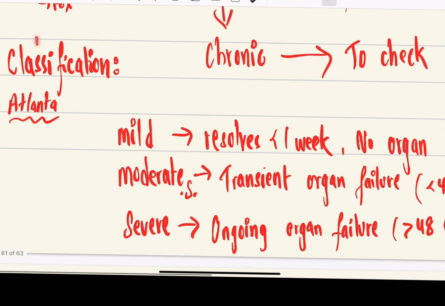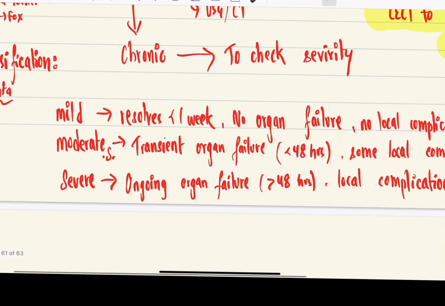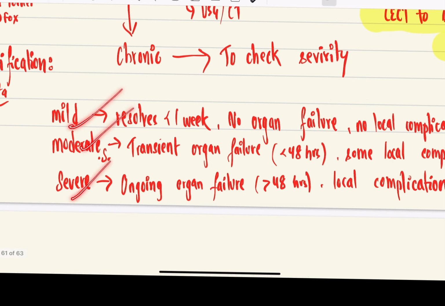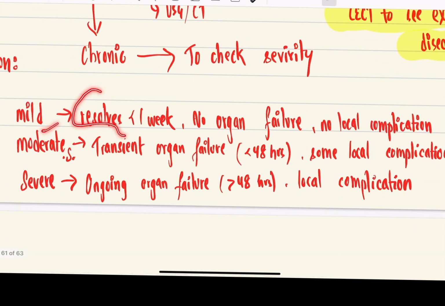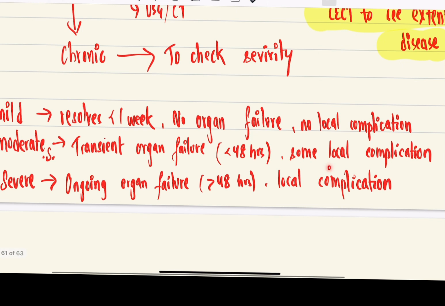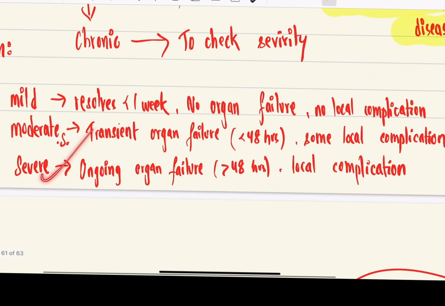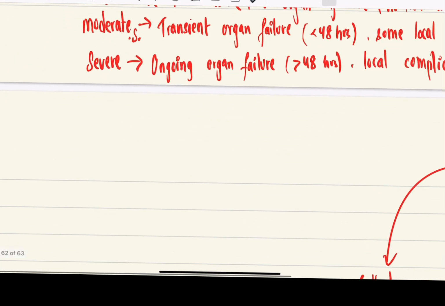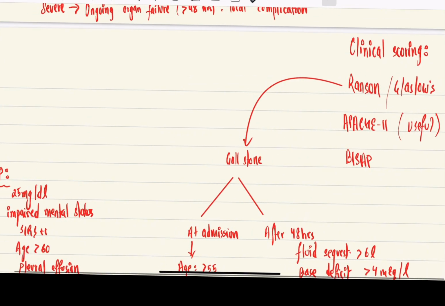Let's see the classification. We have the Atlanta classification. It is divided into mild, moderately severe, and severe. In mild, it resolves within 1 week. There is no organ failure and no local complications. In moderately severe, there is transient organ failure, which occurs for less than 48 hours. There is some local complication. In severe, there is persistent organ failure which occurs for more than 48 hours, and there are local complications.